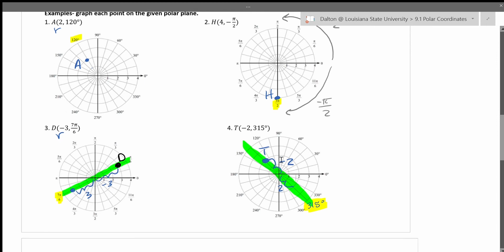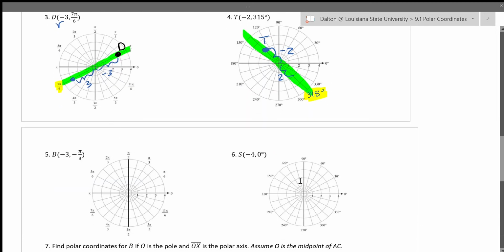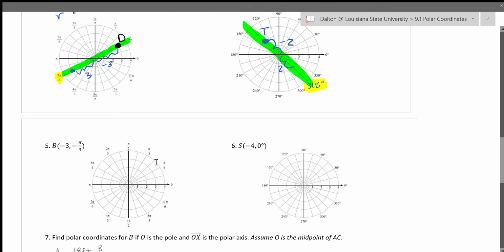And you don't have to do this every time, the positive 2, negative 2. I'm just trying to show you the difference between if the number said was positive versus negative. And obviously these are the more challenging ones where you have a negative r, so that's why I'm practicing those mainly. Okay, number 5.